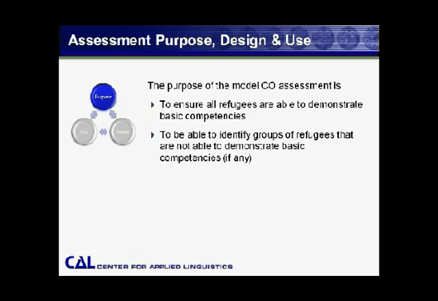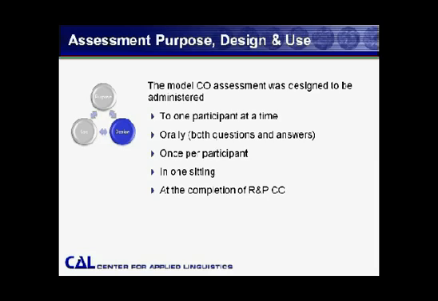So the Model CO assessment was designed to be administered to one participant at a time, orally. Both the questions and the answers are spoken aloud. Once per participant, in one sitting, meaning you do all 11 questions at once, and at the completion of R&P CO. We're going to talk about the last 3 points in just a minute, but I first will talk a little bit more about the first two issues.